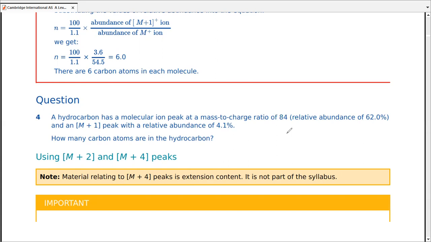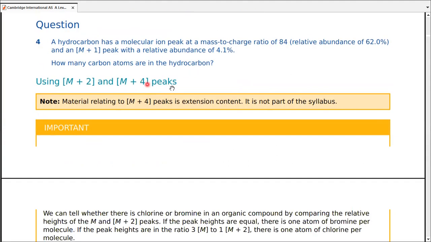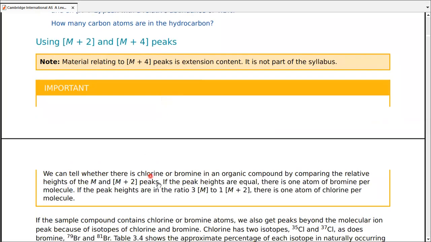Moving on. M plus 2 and M plus 4 peaks. Remember, M plus 2 and M plus 4 peaks has everything to do with these two, right? It's an extension content. It's not a part of the syllabus. So we teach this to students. We don't really know whether the questions with this would come or not, but it definitely would be a part of A2. So we make sure we teach this at this point.